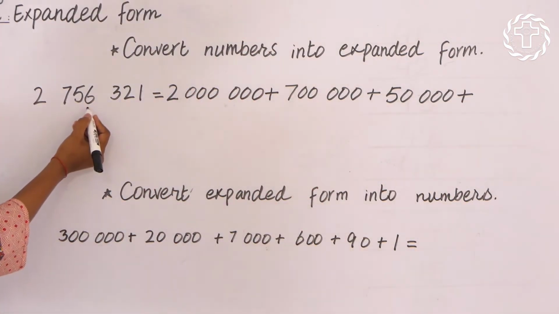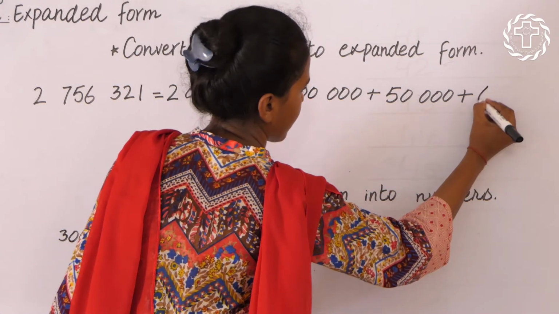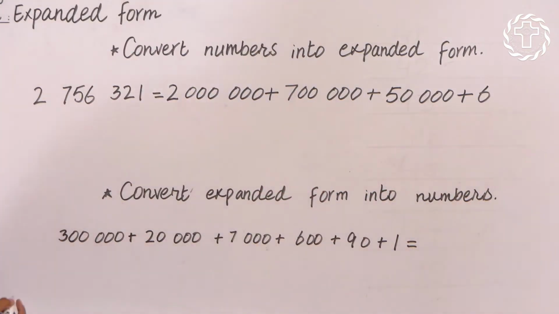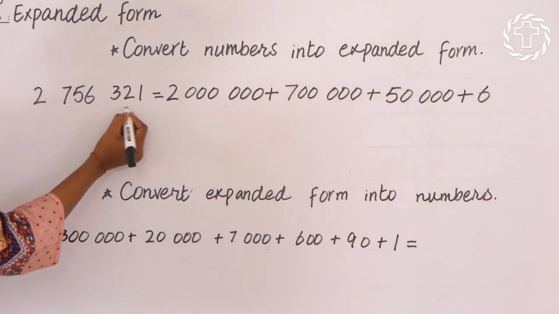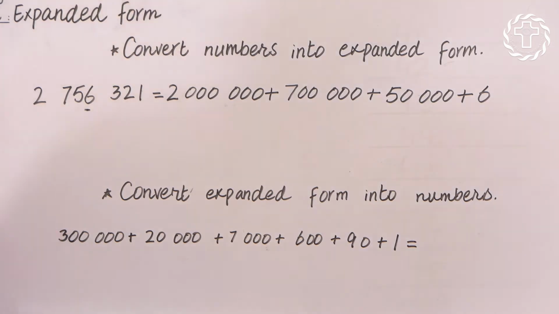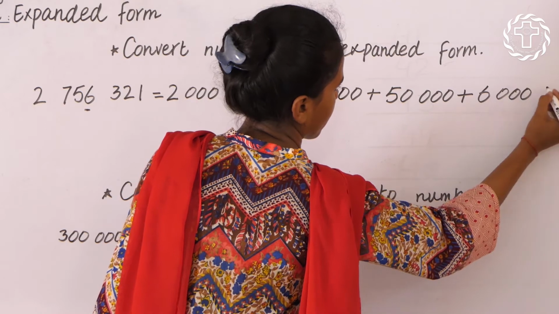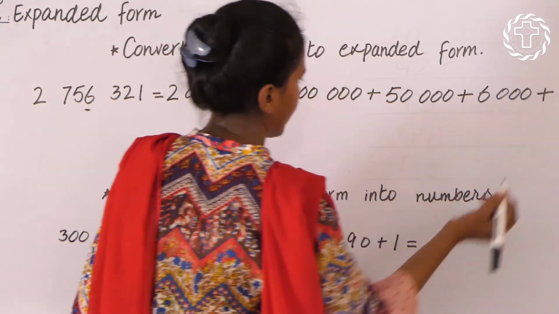The fourth digit is 6. We will write 6 as it is. Then we will replace all the other digits on the right side of the 6 digit with zeros. We will put the sign of addition.